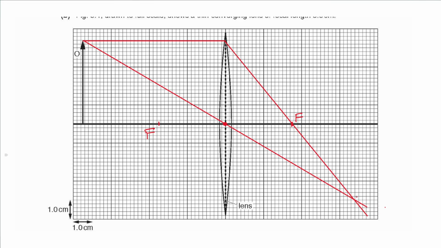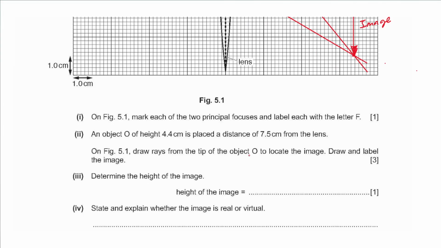So this is the final shape of the diagram. We have the intersection point approximately at this point, and we draw the image as a vertical arrow. And since these rays exited the object from the tip of the arrow, then this forms also the tip of the arrow. So this is the image, and the rays of light were moving in this direction and then this direction after the lens. Part III says determine the height of the image.